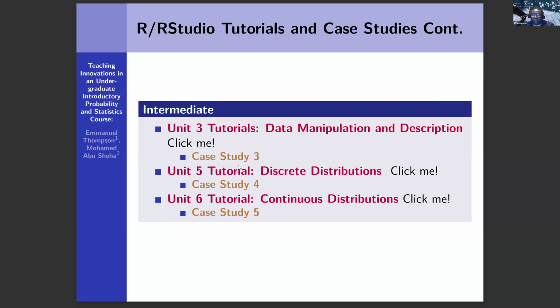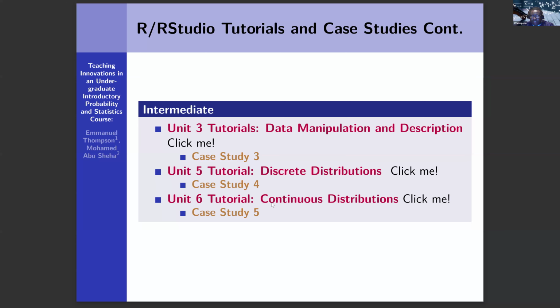And then in Unit 5 and Unit 6, that's when we introduce them to probability distribution. For instance, in Unit 5, we introduce them to discrete distributions, and we focus on only 2 distributions. We have one we call the binomial distribution, and then the other one is called the Poisson distribution. So we sort of introduce them to that at that level. After that, there is a case study for them to practice what they have learned.